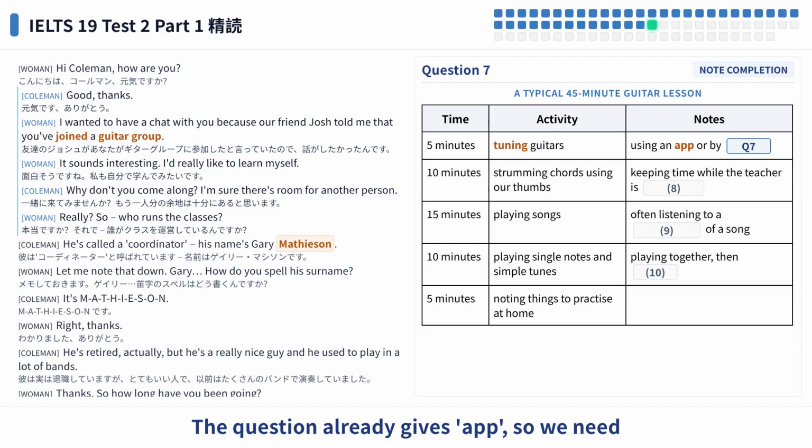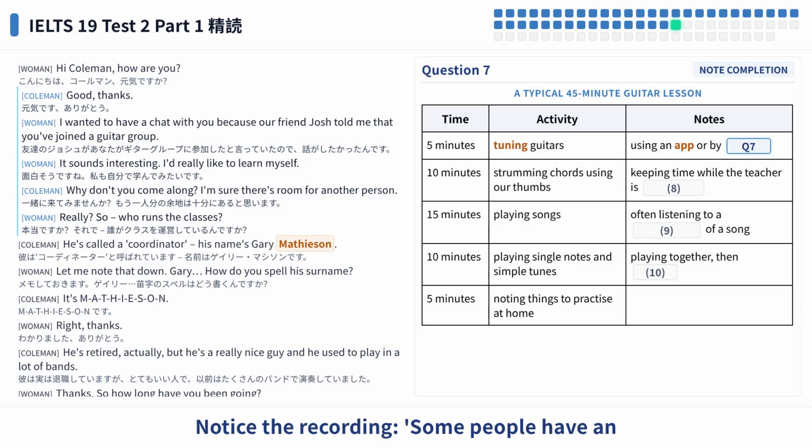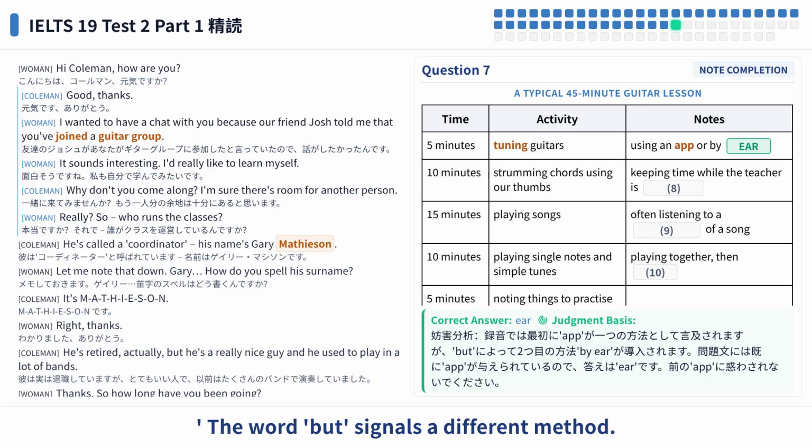The question already gives app, so we need to listen for the other method. Keyword location. The word by tells us we need a noun, probably a method. In the recording, listen for app and but. Notice the recording. Some people have an app they use, but others do it by ear. The word but signals a different method.